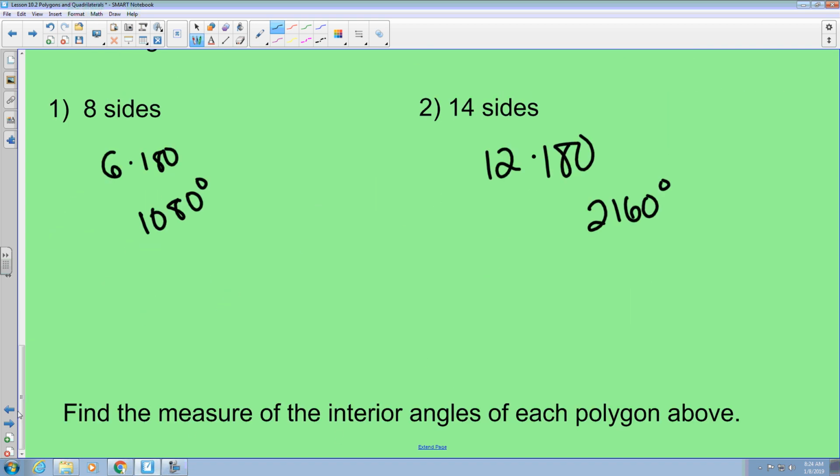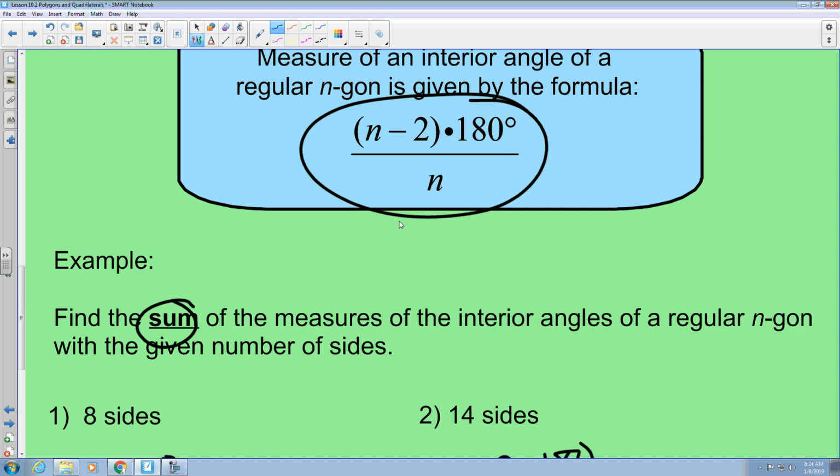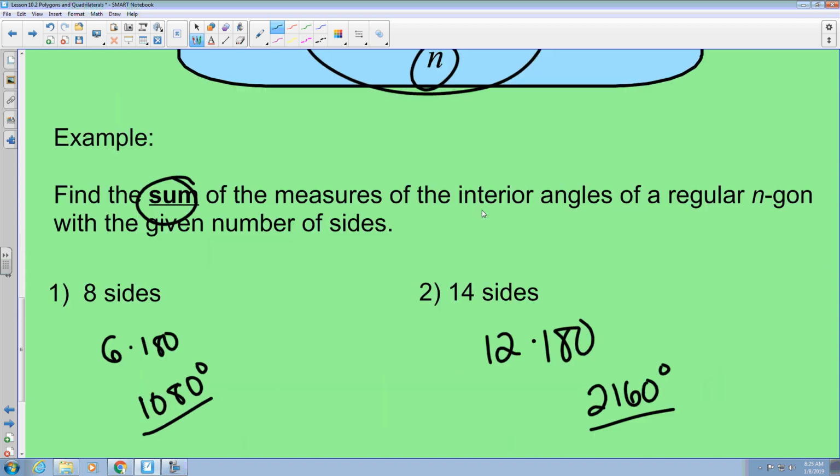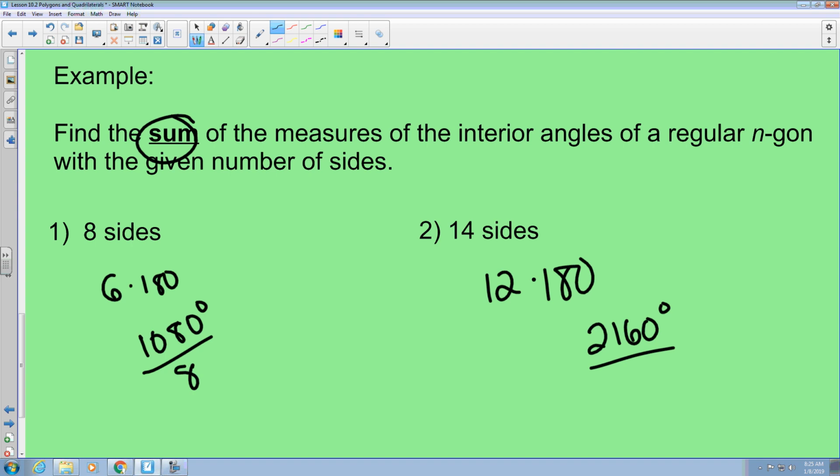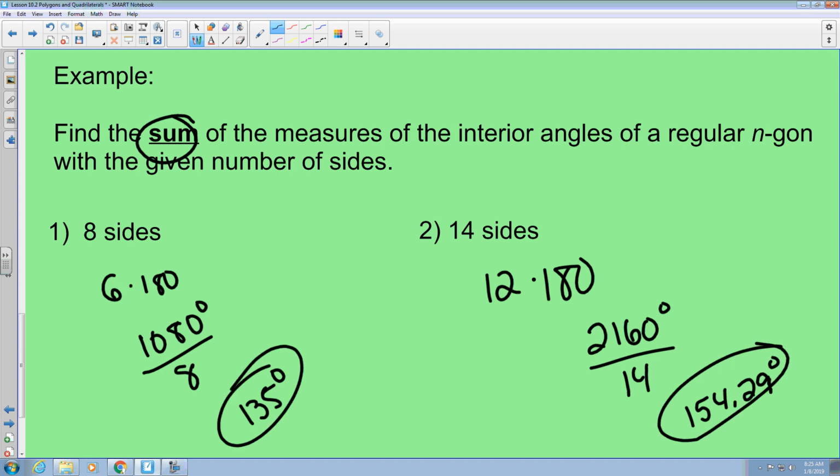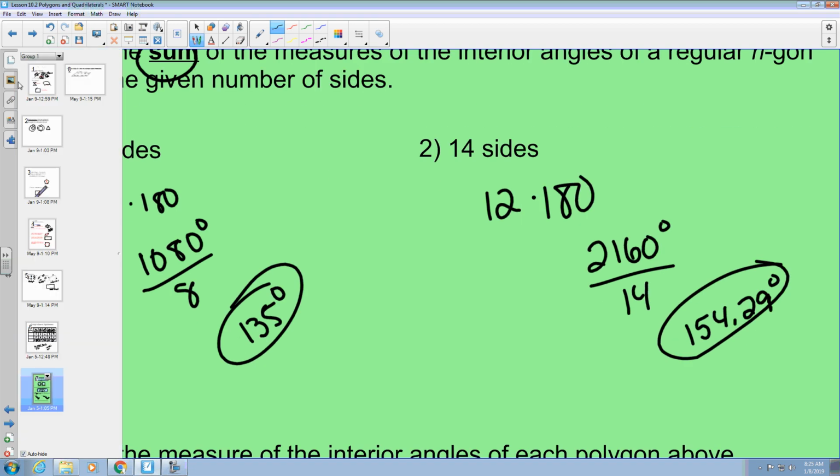All right, then finally it says find the measure of the interior angles of each of the polygons above. So all we have to do is divide these values here by n. So if we have an 8-sided figure, we divide this by 8. 1080 divided by 8 is 135 degrees. We have a 14-sided figure, so we divide that by 14. 2160 divided by 14 gives us about 154.29 degrees. All right, I kind of rounded. So that's what we're looking for there.